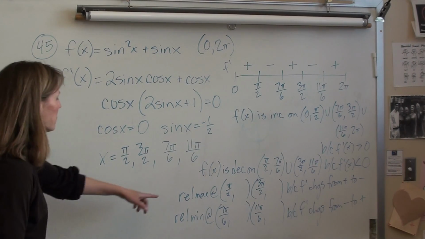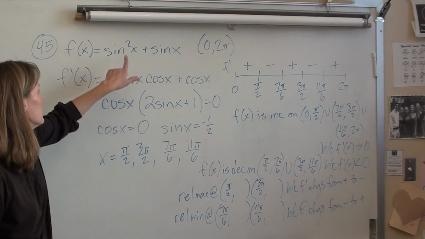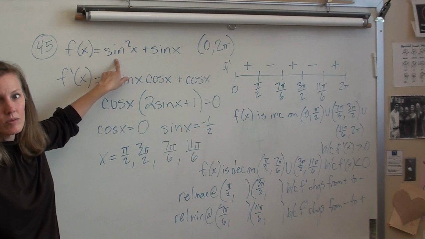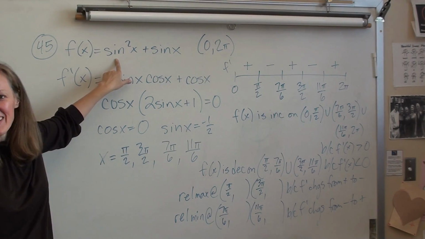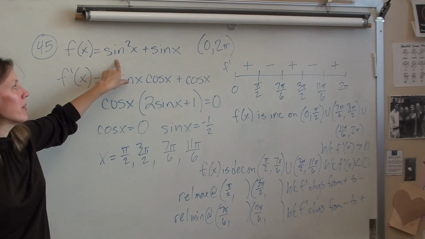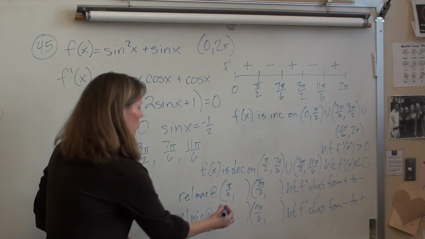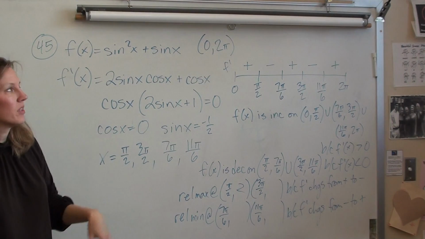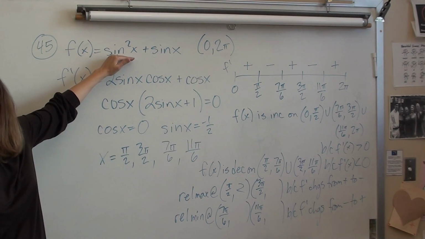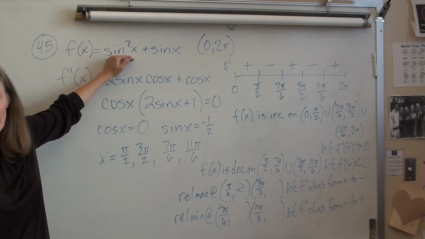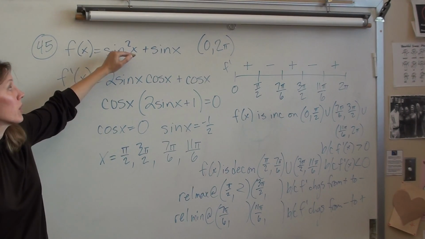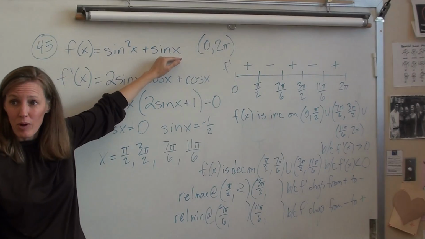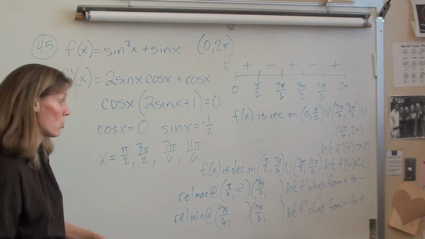Okay, so if we plug pi halves into the original function, thank goodness, sine of pi halves is 1. These are good things to know. 1 plus 1 is 2, so we have pi halves, 2. Sine of 3 pi halves is -1, but -1 squared is 1, so we get 1 plus -1, which is 0.